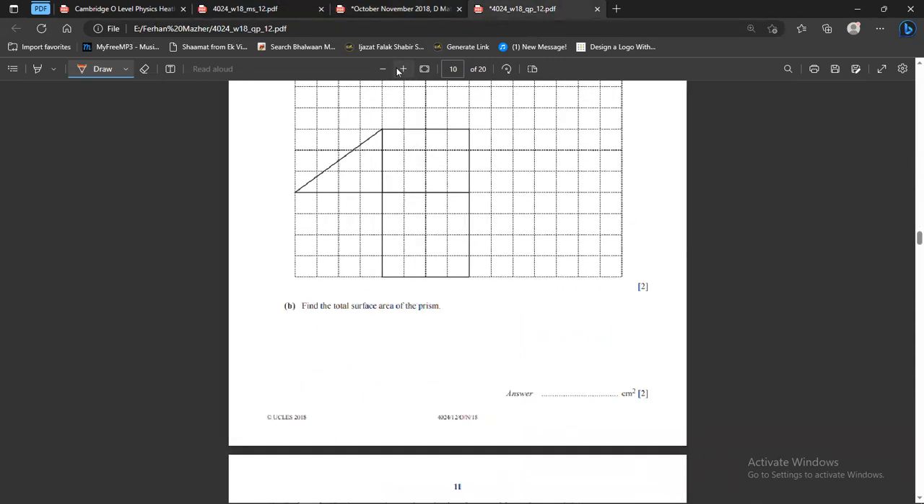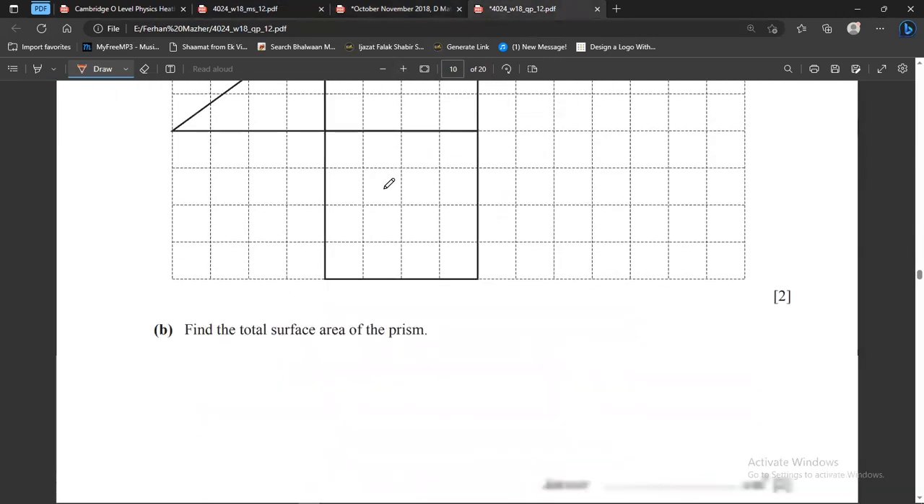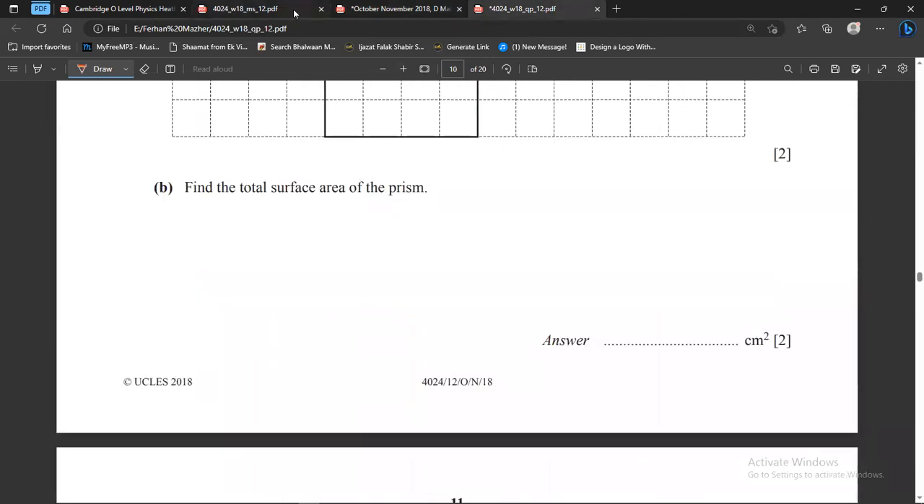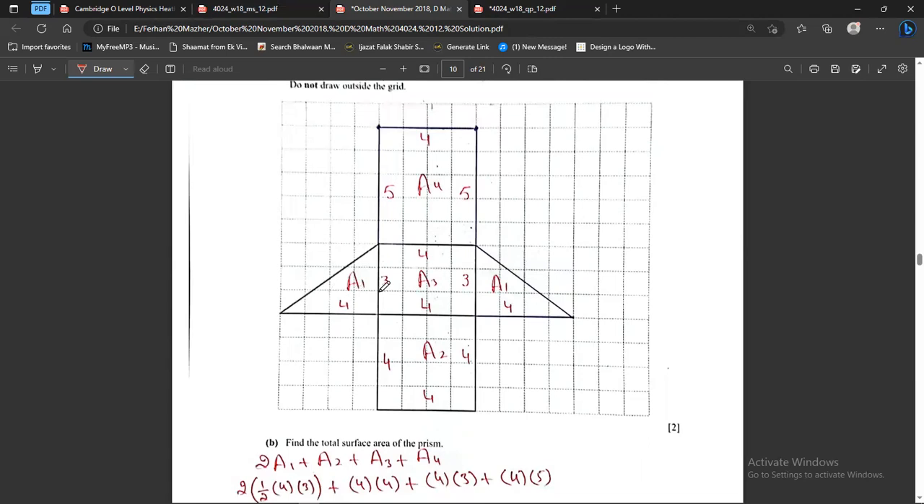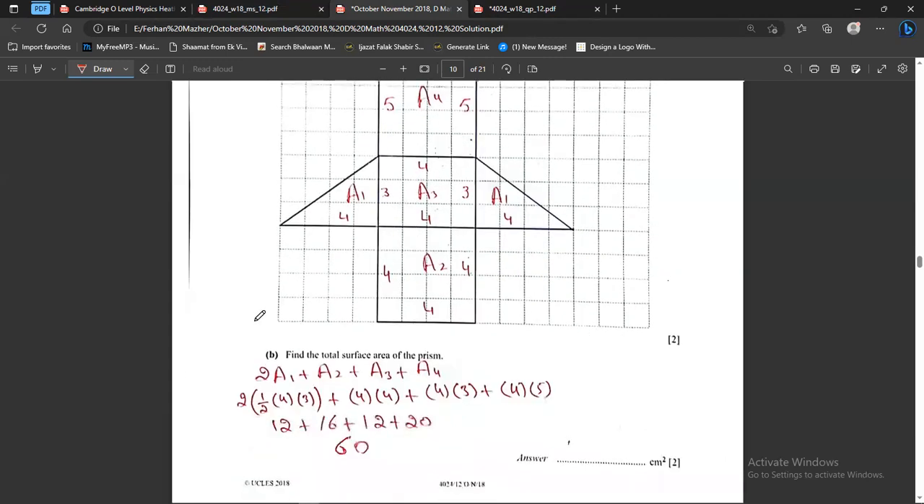Okay, then they are asking a question. They are asking to find the total surface area of the prism. And let me show you the total surface area of the prism. Find the area of this triangle, find the area of this triangle. They both are same. Find the area of this rectangle, find the area of this rectangle, find the area of this rectangle, then add them up.